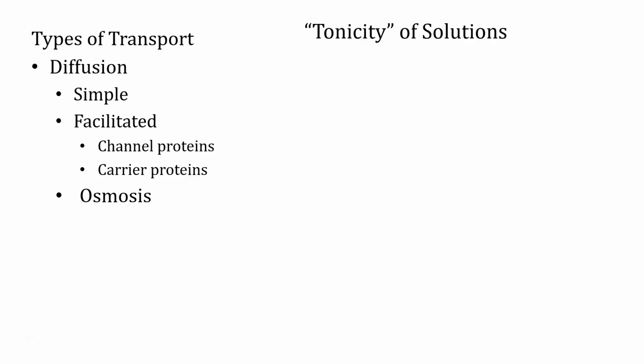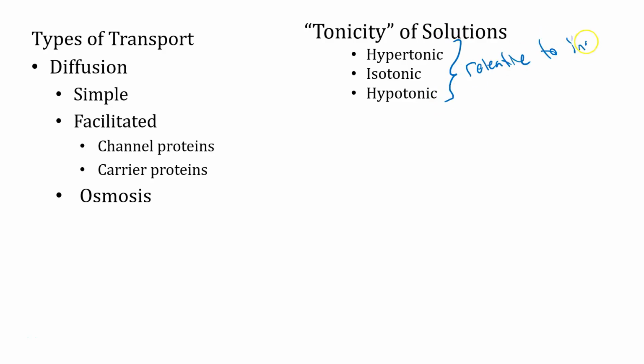Now, this gets us to an important biological topic known as tonicity of solutions. And tonicity, this is kind of a fancy word. It just really means how salty something is. So I just usually say it refers to the saltiness of a substance. And when we're talking about tonicity, there are three types of solutions, and these are always relative to the inside of the cell. That's how we define these words.